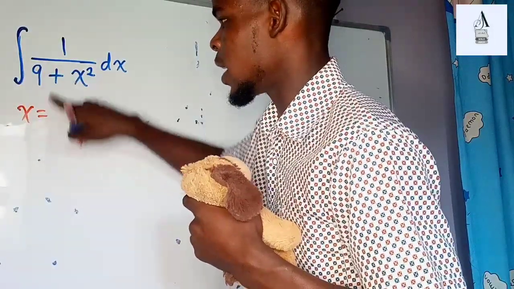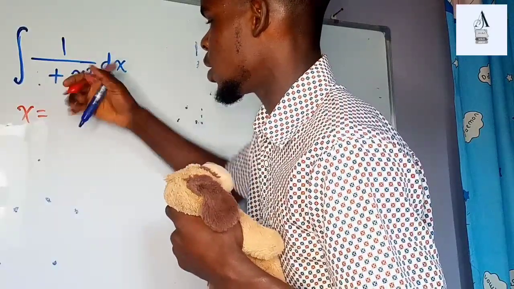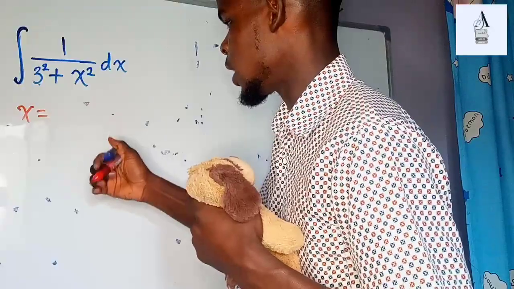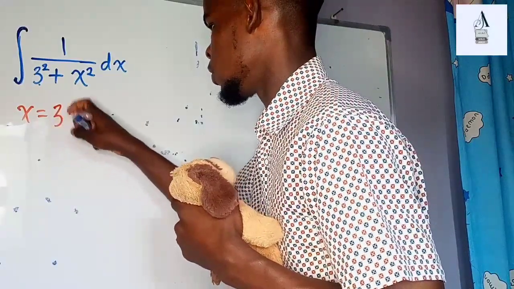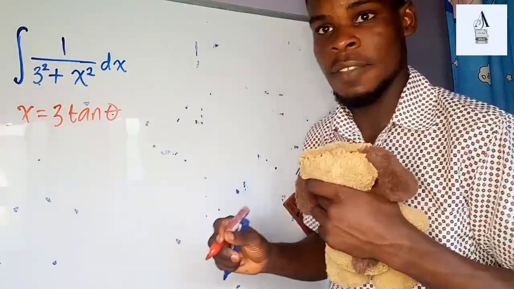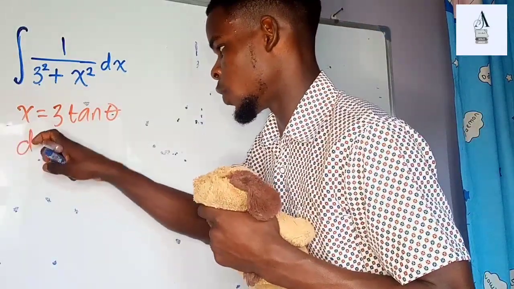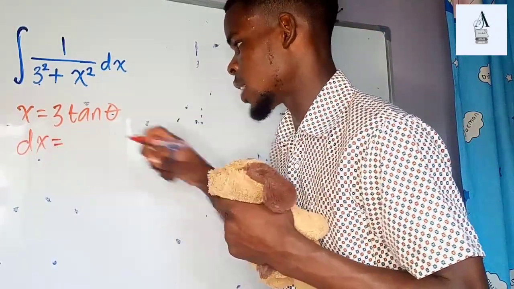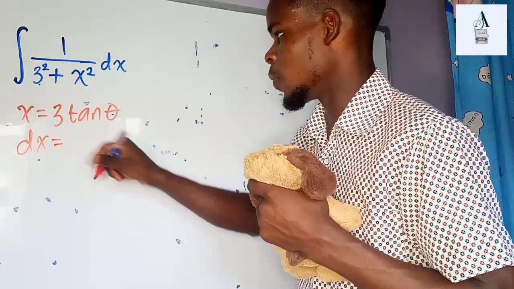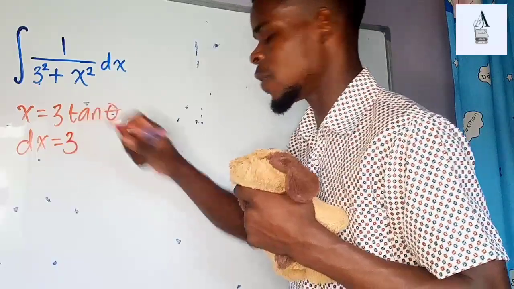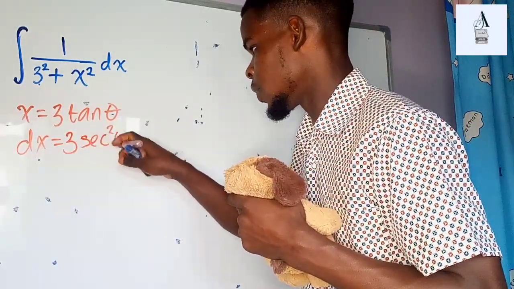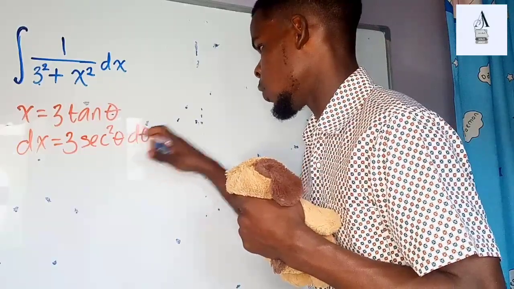Now notice this is 9. Okay, in the next step I can change this 9 to 3 squared. Alright, so let's say that x should be 3 tan theta. Alright, great. And then if that is the case, that means that dx, we differentiate with respect to the theta variable, dx will become 3 times the derivative of tangent theta, which is secant squared of theta. Alright, and then we just put down the d theta over here.